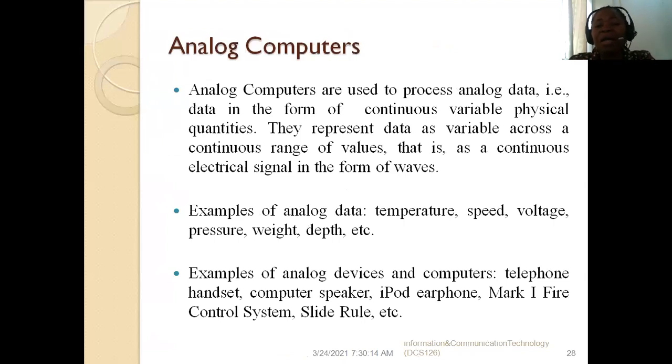Now, let's take a look at analog computers. Analog computers are used to process analog data. Now, this is data in the form of continuous variable physical quantities. They represent data as variable across a continuous range of values, that is, in a continuous electrical signal in the form of waves.